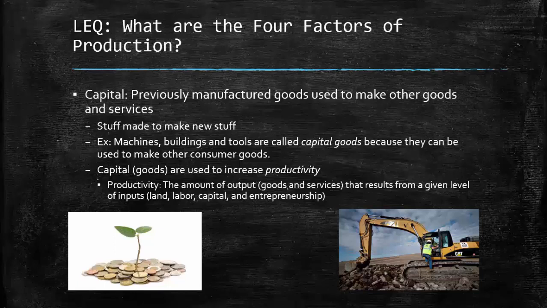For example, machines, buildings, and tools are capital because they can be used to make other consumer goods. The perfect example of capital, think about the assembly line in Detroit making Ford motor vehicles. So you think about all the laborers there, the land, like the steel that they use to make vehicles out of. The capital is the conveyor belt itself, the huge machines and equipment, the computers, the robots. Those are all examples of things that were previously made in order to help produce something else.